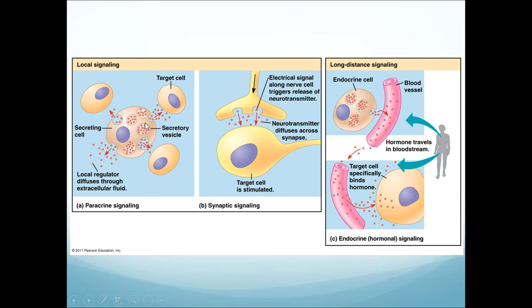I want you to realize what's happening here and what's happening here and why it might be happening. So why is this neuron putting some stuff out, and what is it going to do to this neuron? I just kind of want you thinking about that. And then why is a hormone going to travel in the bloodstream? Okay.